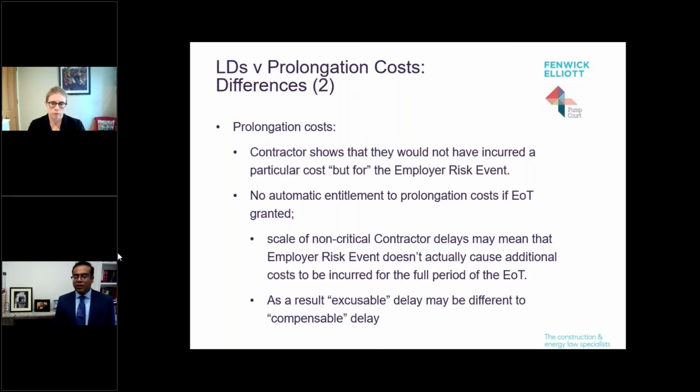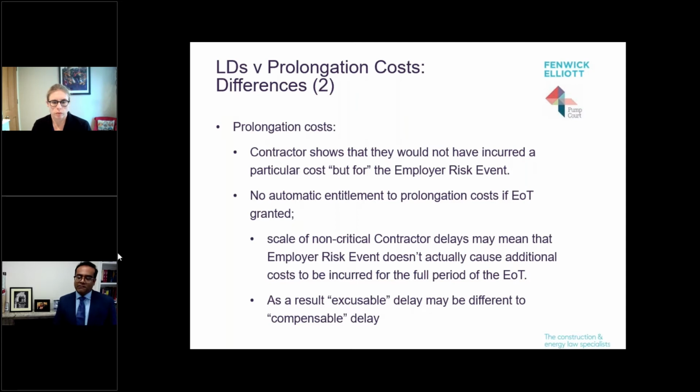So returning to our 150-day extension of time, if the contractor is working to their programme and the only delay to the work as a whole is the 150-day delay to completion that the employer is responsible for, then the additional time-related costs for 150 days will be the costs that are recoverable by the contractor as prolongation costs. But if the contractor was actually in 149 days of non-critical delay at the same time as the 150 days of delay caused by the employer, then they'll only be entitled to 1 day of prolongation costs.